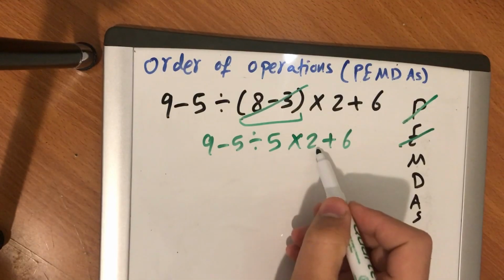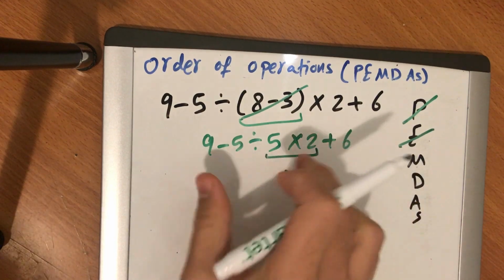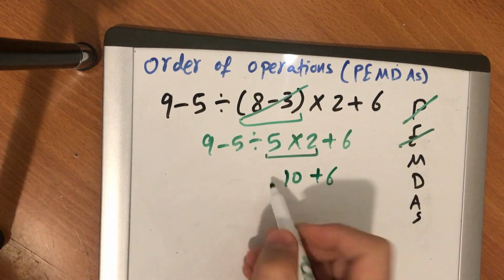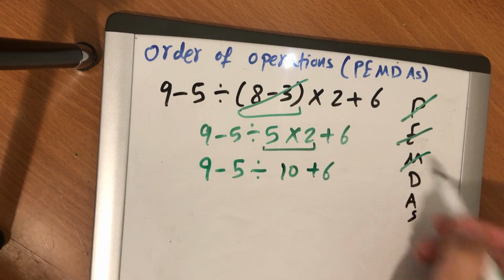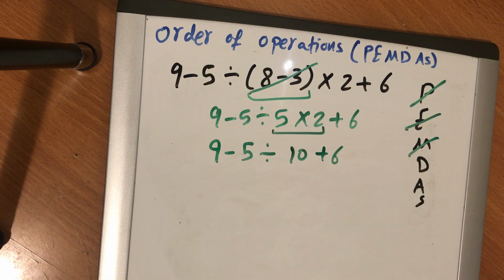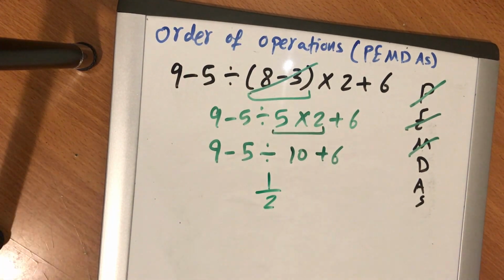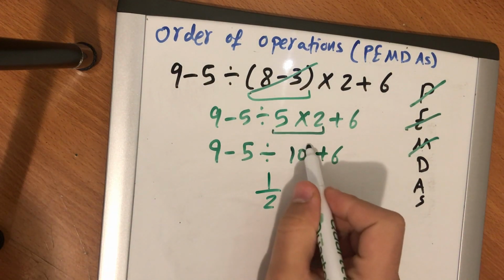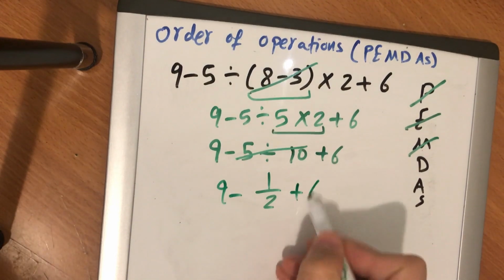Multiplication, well, it's right here. So 5 times 2 is 10. Let's bring down everything else that we haven't used yet. Multiplication is gone. Division is what's next. 5 divided by 10, well, that gives us a half, or 0.5. It's up to you the way you want to write it. That's gone right here. Now bring down everything else.